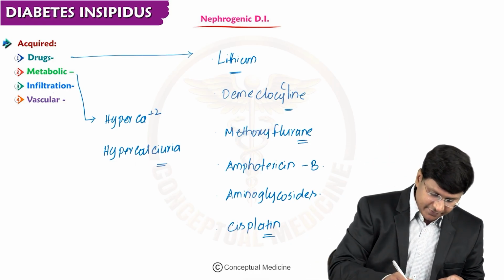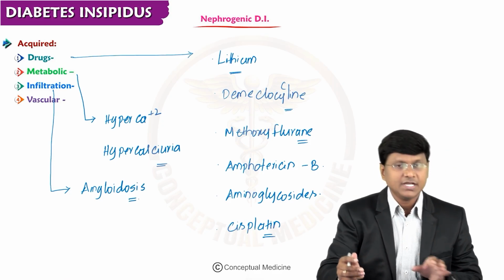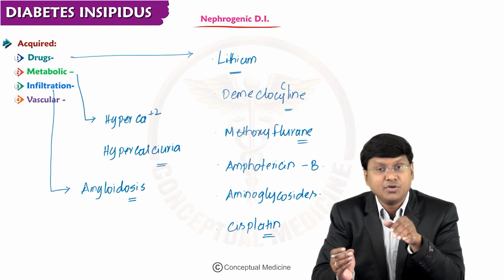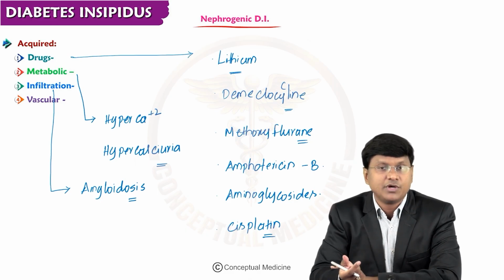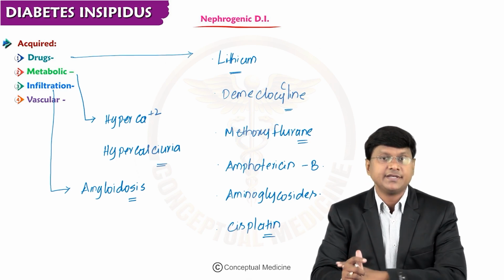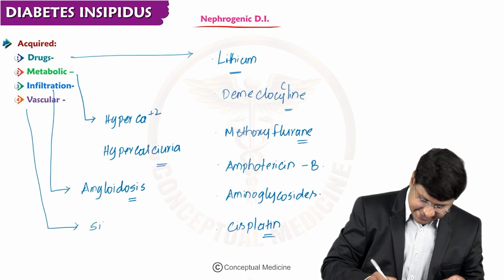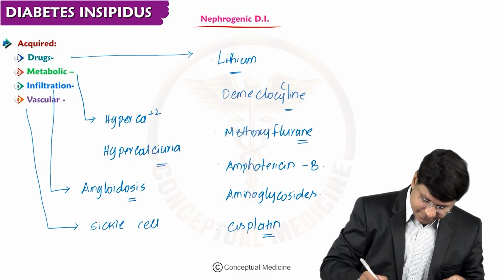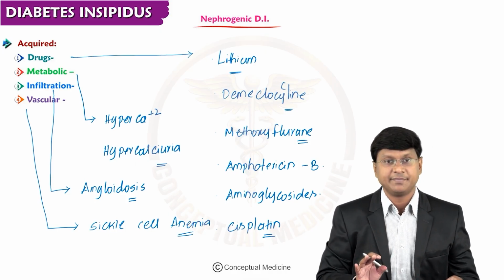Next, you take the infiltrative disorders. The infiltrative disorders include amyloidosis. Now, in case of amyloidosis, what will happen? Amyloidosis is a condition where there is abnormal accumulation of abnormal protein. So, when abnormal protein is accumulated within the collecting duct, what will happen? There will be resistance to the action of antidiuretic hormone at the level of collecting duct, resulting in nephrogenic diabetes insipidus. Then, vascular conditions, that is sickle cell anemia. Okay, so these are the acquired causes for nephrogenic diabetes insipidus.